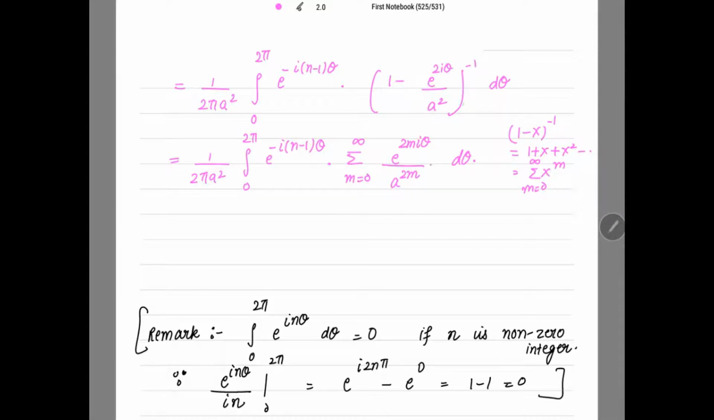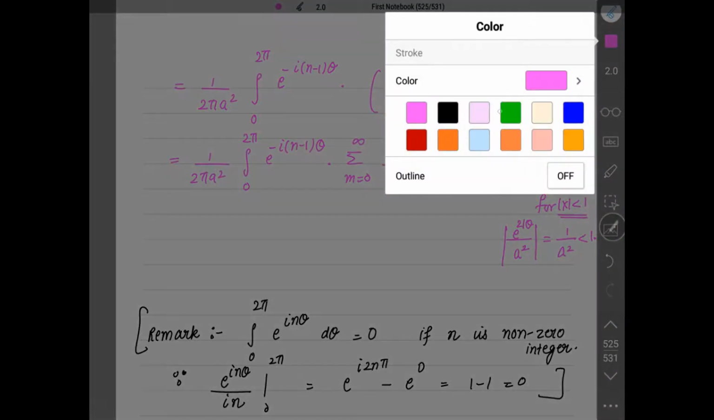And why we expand this? We have to expand this for mod x less than 1. This is very important. Is the mod of e to the power 2 iota theta over a square less than 1? Let's check. Mod of e to the power 2 iota theta over a square. This mod is equal to mod of e to the power 2 iota theta, which is always 1, over a square, and this is less than 1. Right? So these are the reasons.